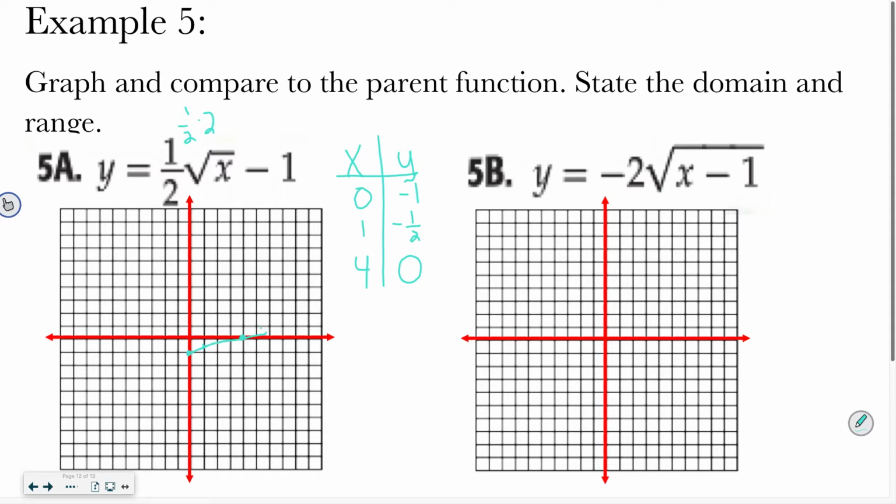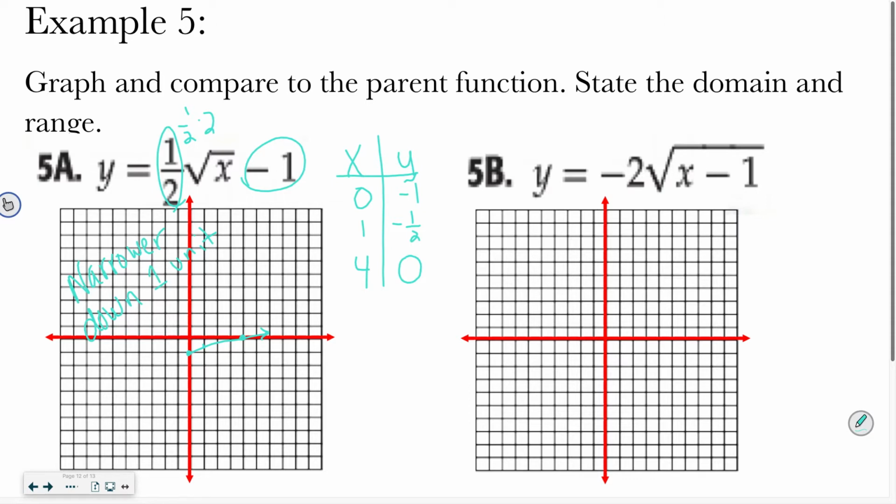So you can see this is a pretty narrow graph, right? So this graph is getting narrower because of our fraction. And then this -1 means that it started below the origin 1 unit. So then it also moved down 1 unit. So that's how we would compare to the parent function.